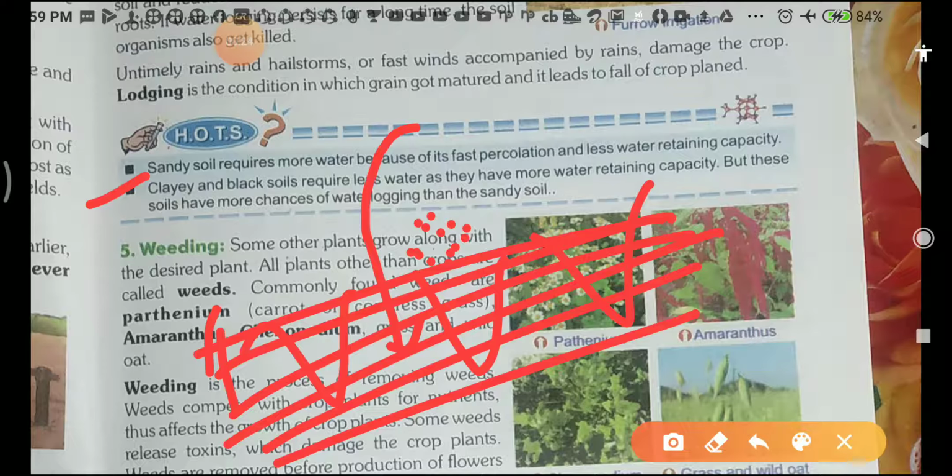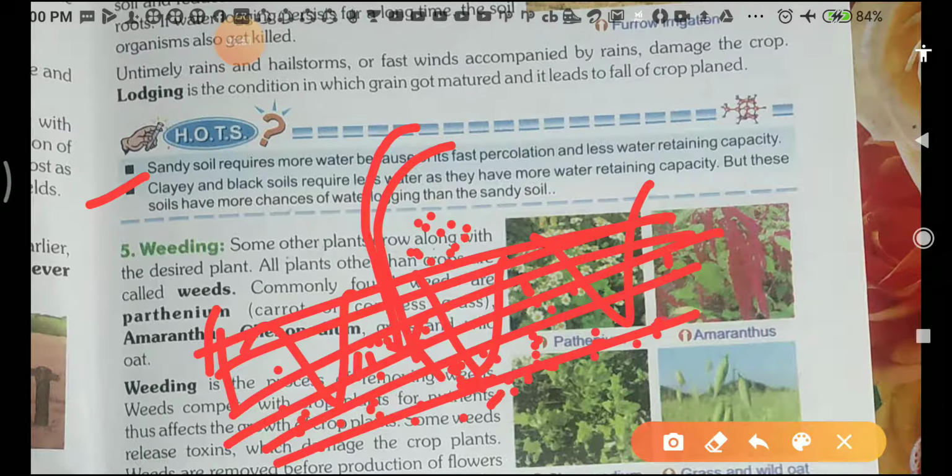If we irrigate this plant more, then what happens here? Waterlogging takes place here. Waterlogging means excessive irrigation. Now see, lots of water is here.